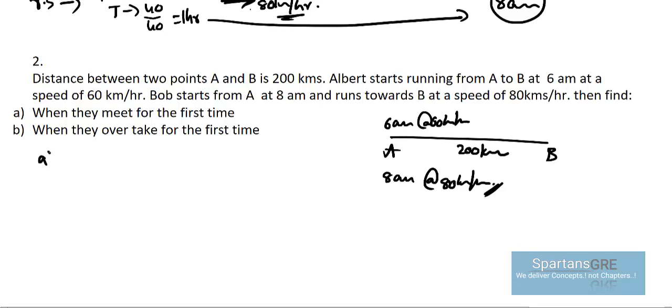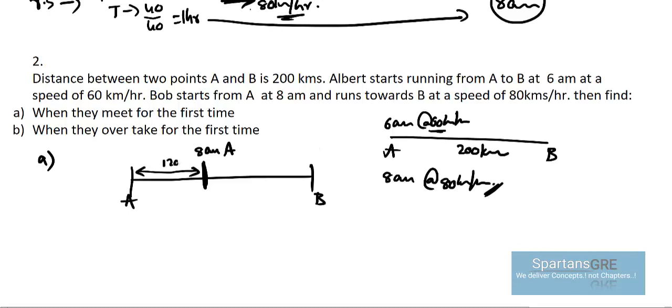So let's solve our first question. They are asking for the meeting. For a meeting, as I told you, they should be in opposite directions. So here A goes, and B starts at this point. After 2 hours, at 8 a.m., A will be here. For 1 hour he travels 60, so for 2 hours he will travel 120 kilometers, right? He is pointing in this direction, and the second person is pointing in the same direction. The whole distance is 200 kilometers, so this distance is 80 kilometers.